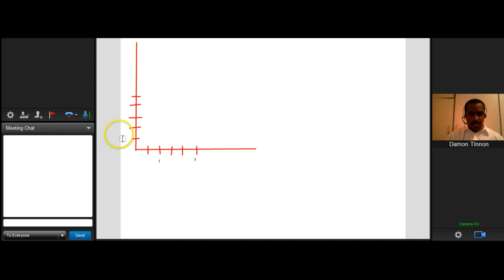And I'm going to say this hash mark here represents 100. Then this hash mark here represents 200. This one here represents 300. This one represents 400, and then so on. So now let us go back to the question.